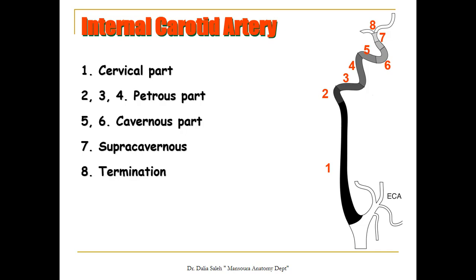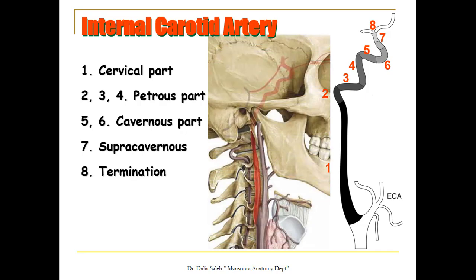Anyway, from number 1 to 8, you can see that first it has a straight course in the neck. It's called the cervical part, and then it gets in a wavy way either inside the petrous part of the temporal bone, or inside the cavernous sinus, or outside the cavernous sinus, and finally terminates beside the optic chiasma. Okay, you can see it in this diagram.